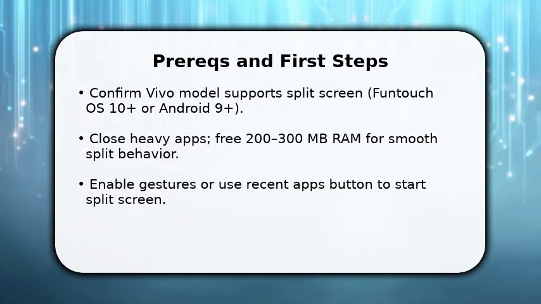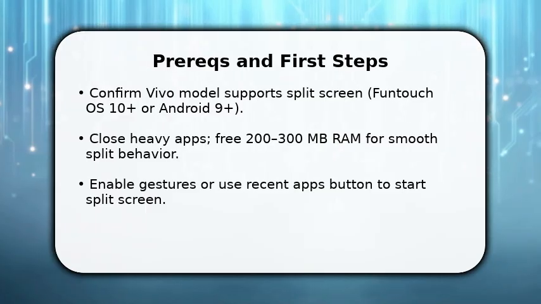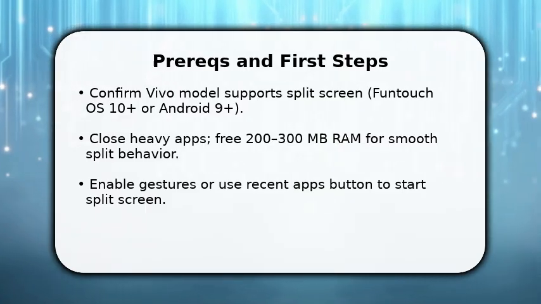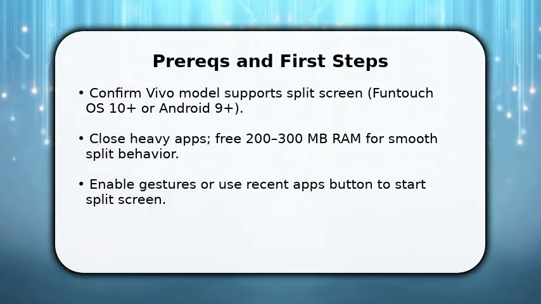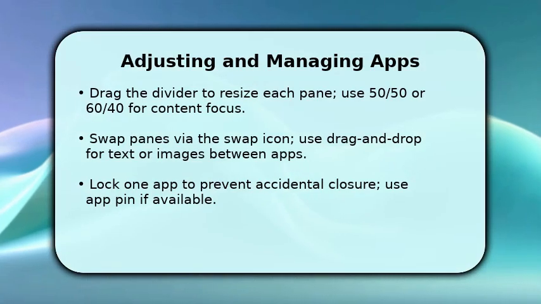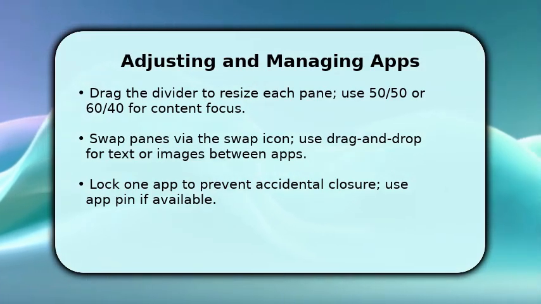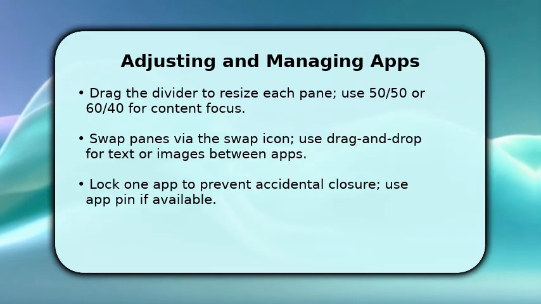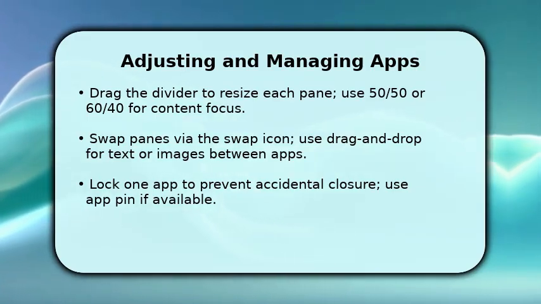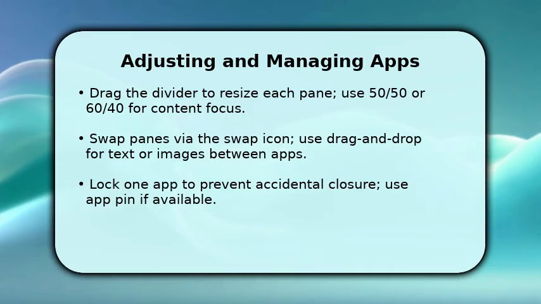You're already in motion. Now pick the second app from Recents or the home screen to fill the remaining half. Once both apps are displayed, interact with the center divider to get the layout you want. Small moves change the visible workspace immediately. Make sure to use the swap control when you need the apps reversed. This saves tapping back and forth.